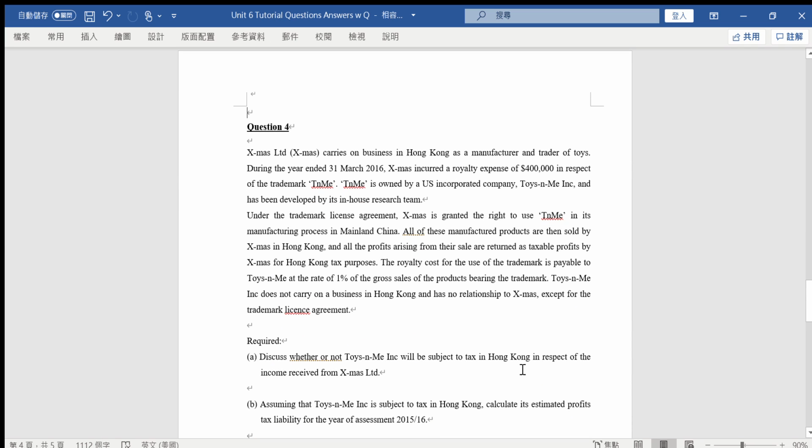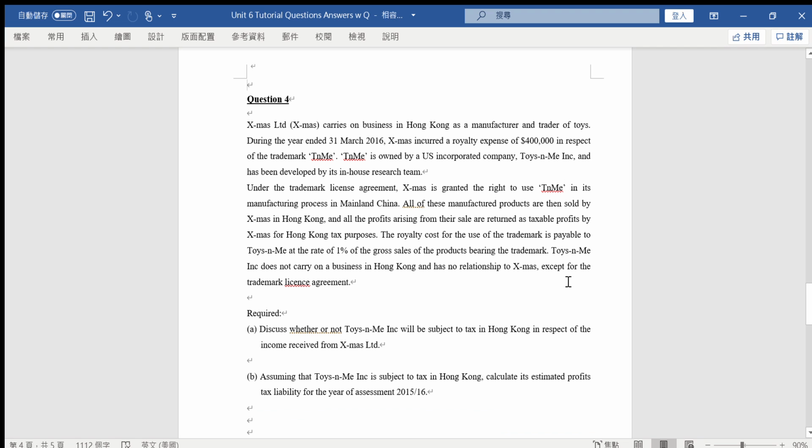Then question 4 is about another company, X Christmas Limited, carrying on business in Hong Kong as a manufacturer and trader of toys. During the year ended 31 March 2016, Christmas incurred royalty expenses of 400,000 in respect of the trademark TMB. TMB is owned by a U.S. incorporated company, Toy and Me Industrial, and was developed by its in-house research team. Under the trademark license agreement, Christmas is granted the right to use TMB in its manufacturing process in mainland China.